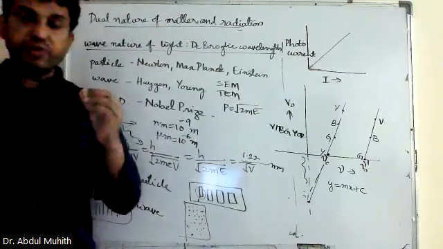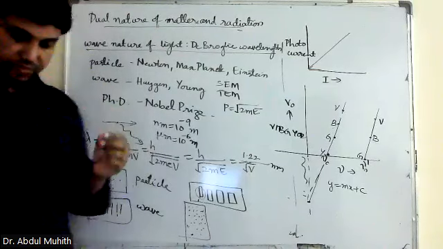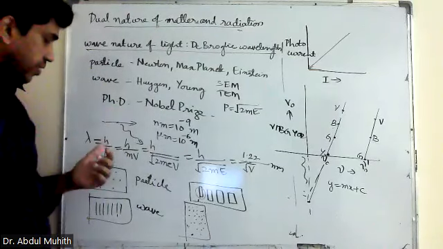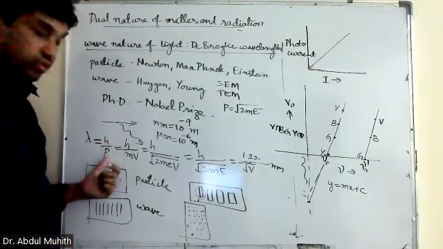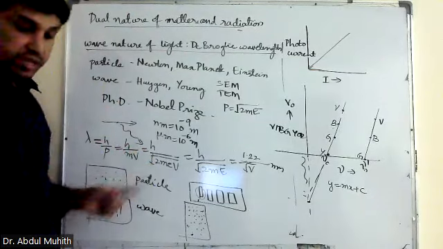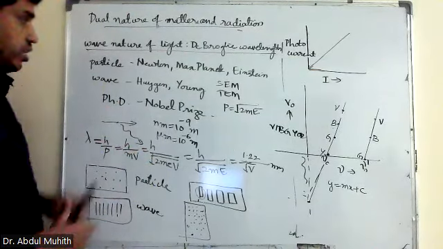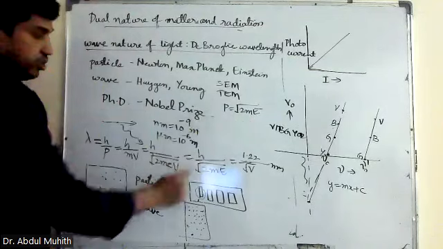Every particle is associated with a wave, and that particle has a wavelength lambda. Lambda is equal to what? h by p, which is equal to h by mv, where h is Planck's constant, and also h by under root of 2mE. We have the relation between momentum and energy, so we can write here.